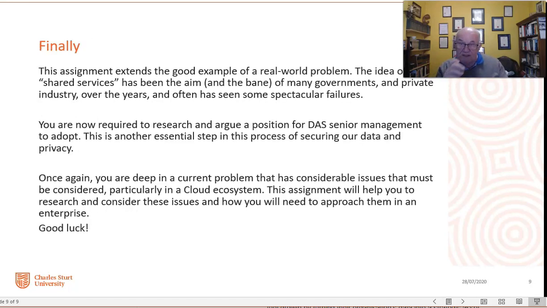Finally, again, we're extending this example of the real-world problem. As I said last time, this idea of shared services has been the aim and the bane of many governments and private industry over the years, and we've all seen some fairly spectacular failures. A couple of successes, but not many. So now you have to research and argue a position for DAS senior management to adopt. This is another essential step in this process of trying to secure our data and privacy.